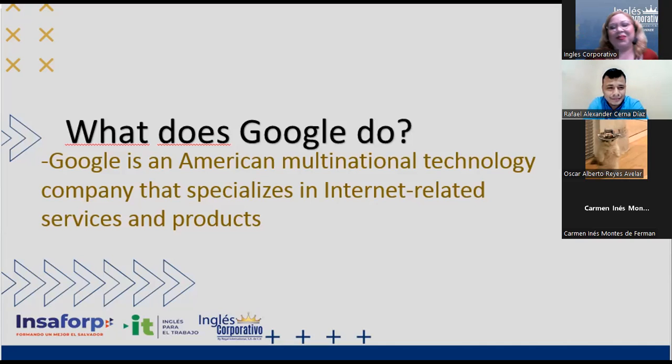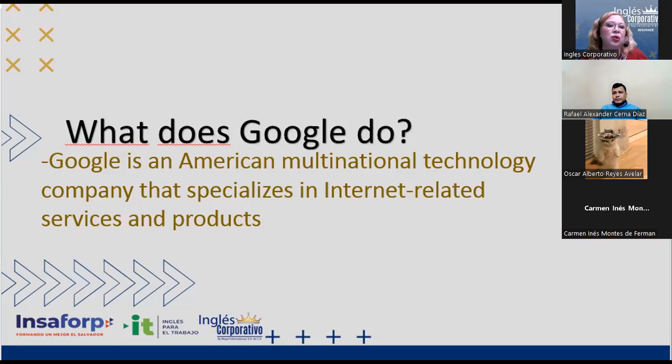What does Google do? Miren la respuesta. Aquí no estamos diciendo they make, they offer, they produce. Aquí es is, right? Y está correctamente contestado. Google is an American multinational technology company that specializes in internet-related services and products. Claro que cuando nosotros lo decimos así en una conversación, no lo vamos a decir like a robot, right? No lo vamos a decir como una definición de libro, así, bien elaborado. No, porque no hablamos así, right?